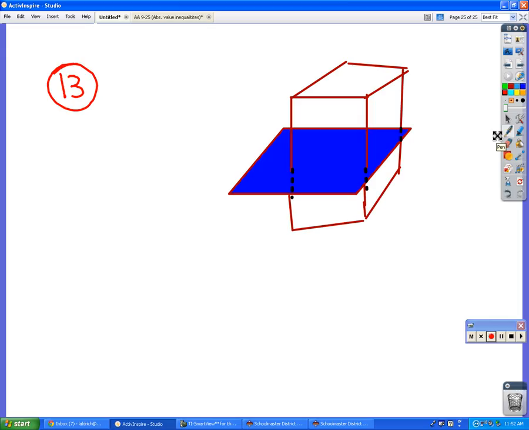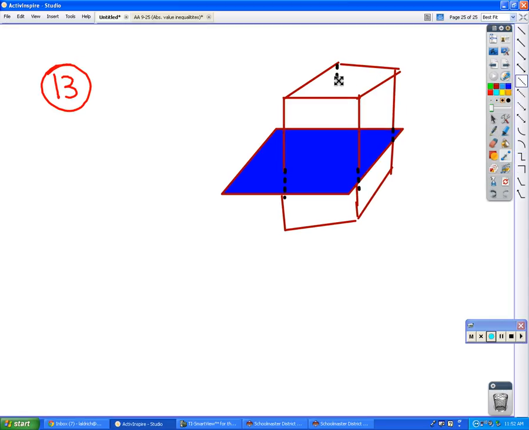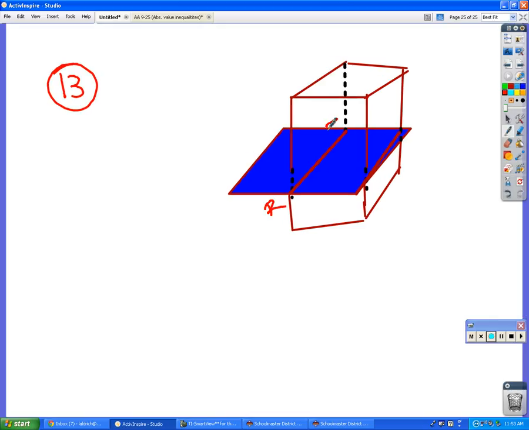Okay. And then there's some labeling we're supposed to do. The cross section is rectangle RECT. So I need some more dotted lines here. So I have a little rectangular cross section here. R, E, C, T. Okay? That's as good as it's going to get, sorry to say.